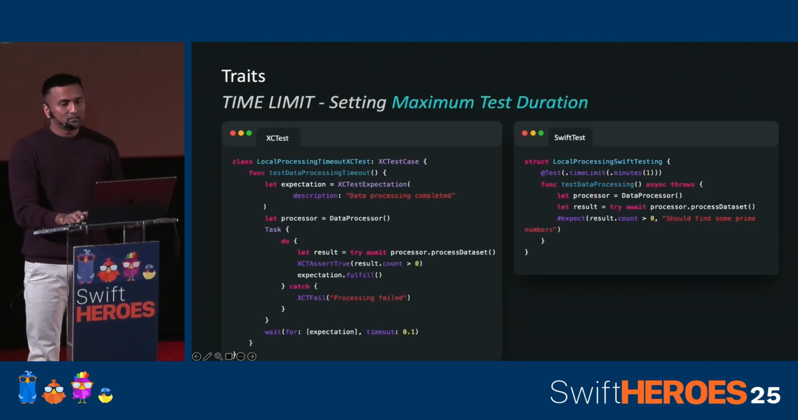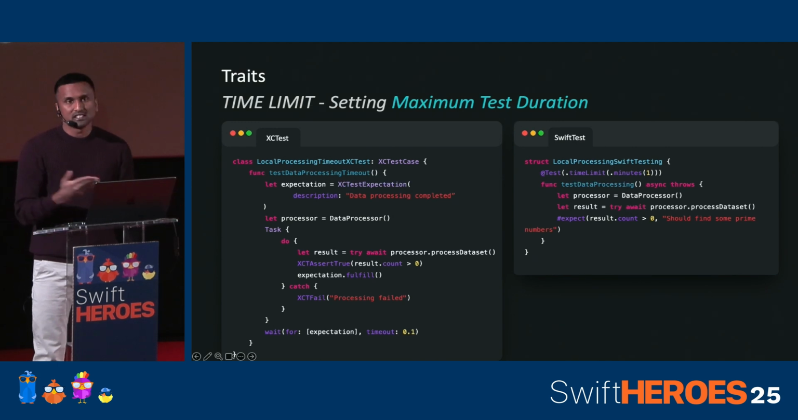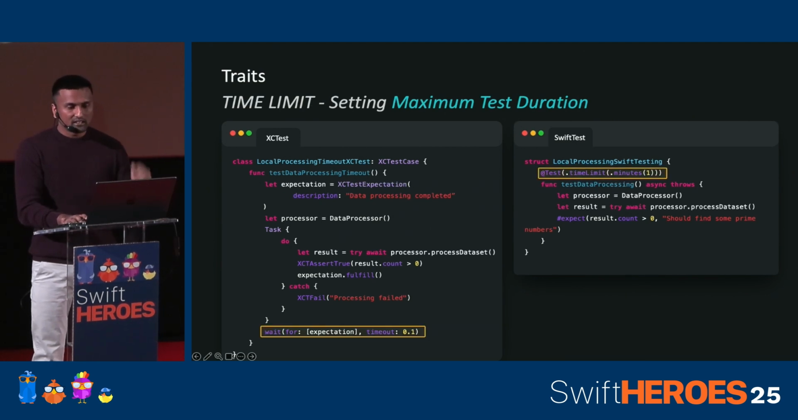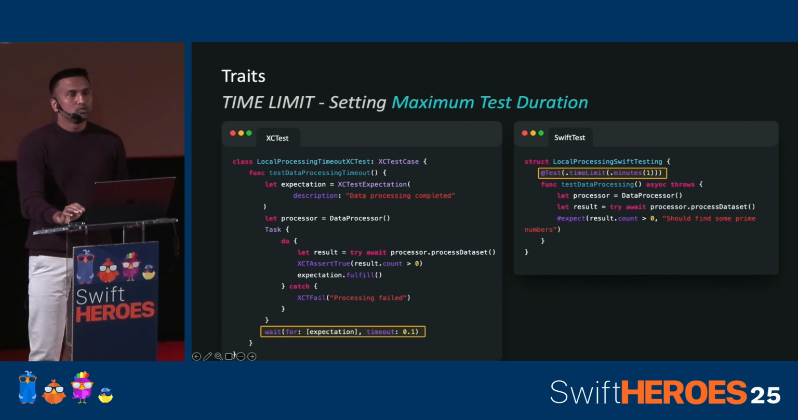In XCTest, we use expectations, right, for testing the timeouts, and then wait for the expectation to fulfill. Now it's much simpler. Just add the time limit trait, you are done. For example, I added the time limit trait of 1 minute here, so I don't have to manually wait for anything to fulfill.